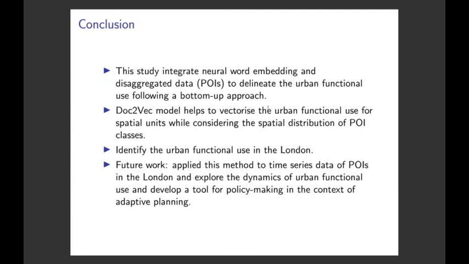So the conclusion here is that this study integrated neural word embedding and disaggregated data to delineate urban functional use following a bottom-up approach. This Doc2Vec model, compared to the Word2Vec model, helps to vectorize the urban functional use for the spatial units while considering the spatial distribution of POI classes. And lastly, we provide an empirical case in London.